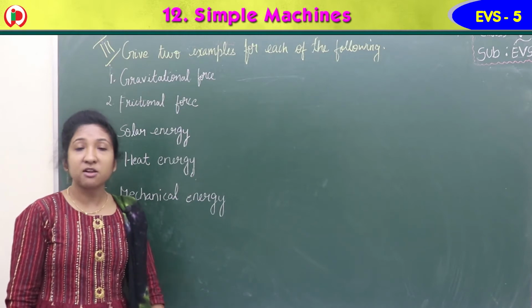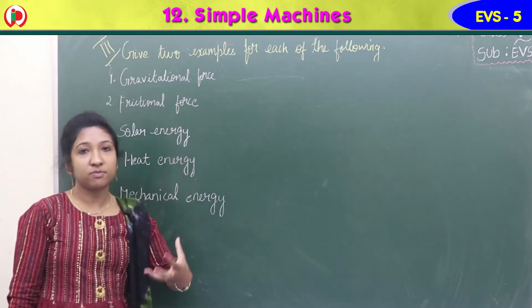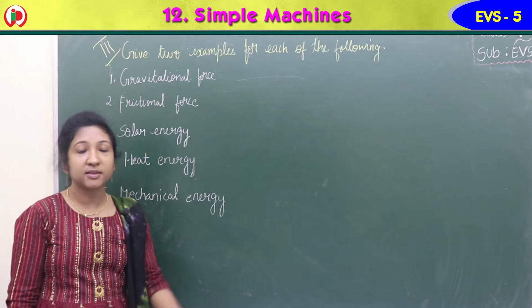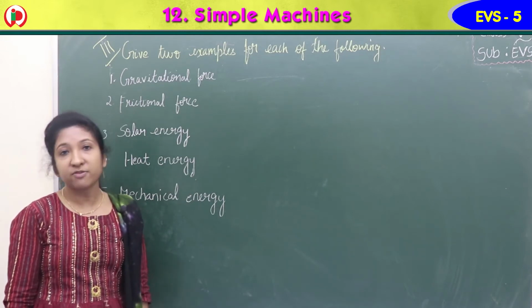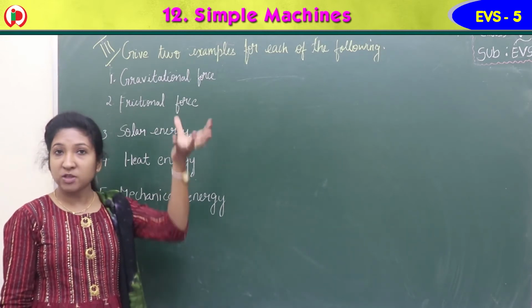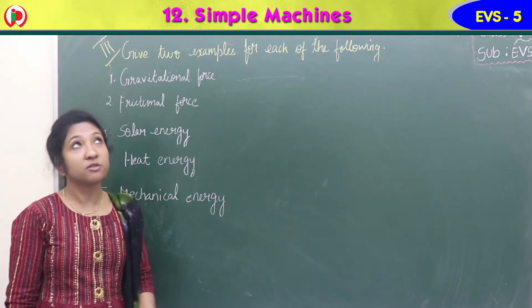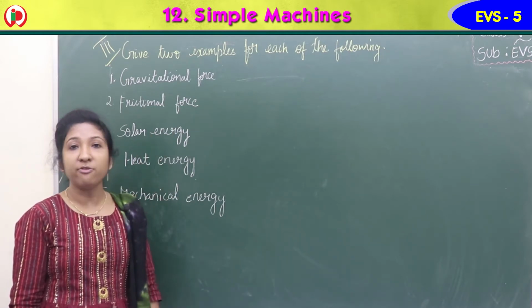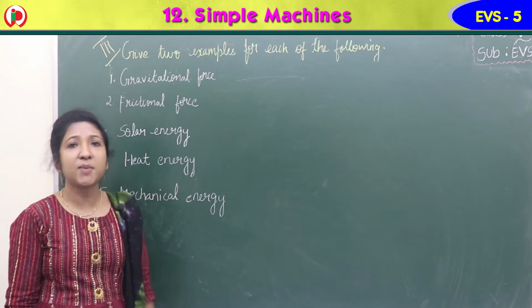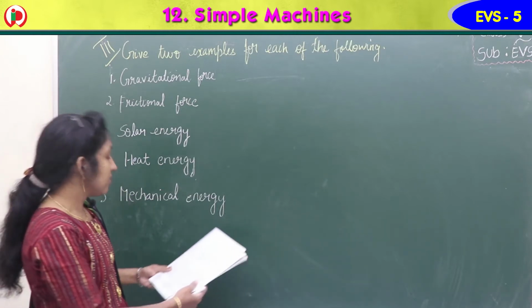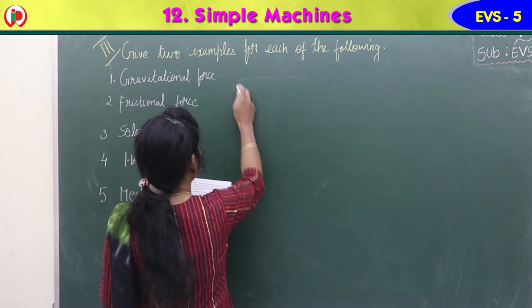Yes, what is gravitational force? Earth attracts all bodies, objects towards it. We are on the ground because of gravitational force. Fruits falling down, a ball thrown up coming down, because of gravitational force. So you can write the same example here. Okay. So you can write falling fruit.